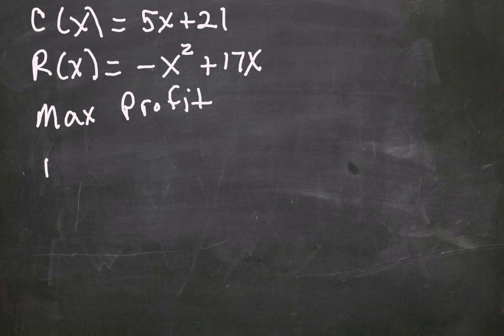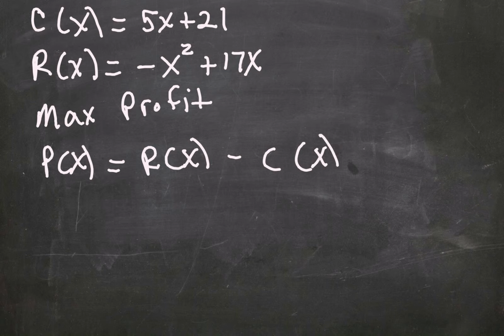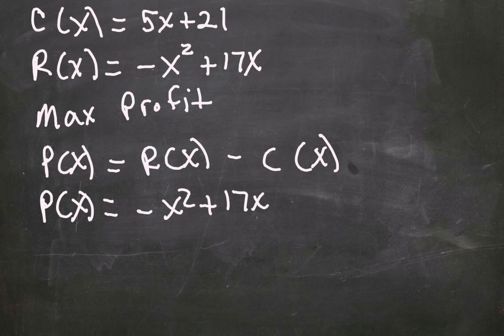And the profit comes from taking your revenue function and subtracting costs. Which, think about it, your revenue is what you bring in, cost is what it costs you. So when you take the cost away from revenue, that's your profit. So let's plug in our functions. So revenue is negative x squared plus 17x minus my cost function, 5x plus 21.